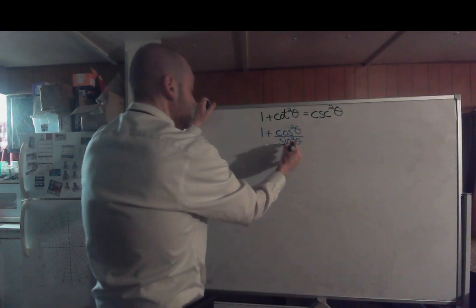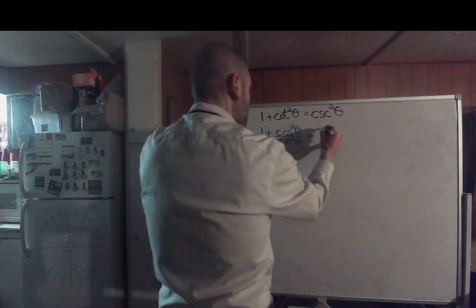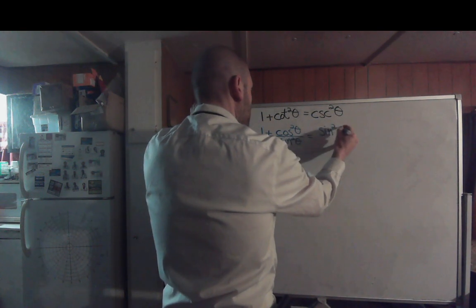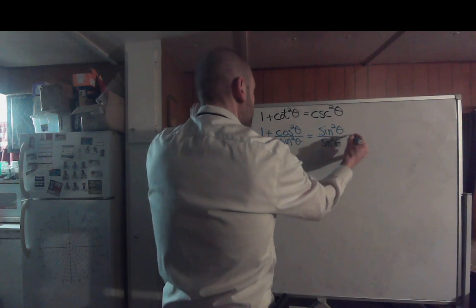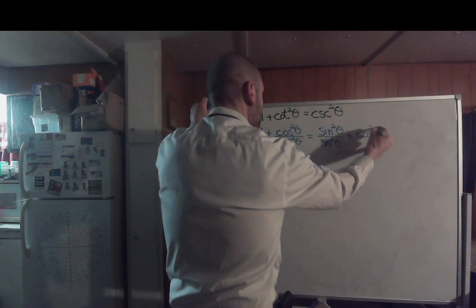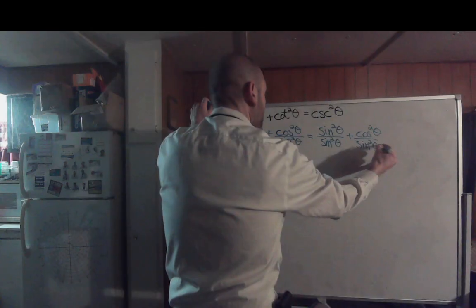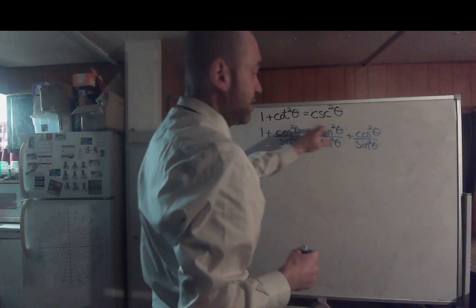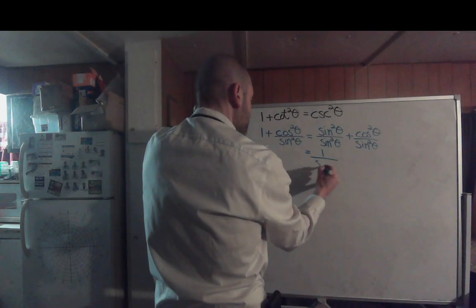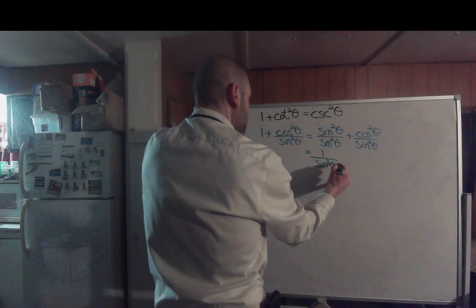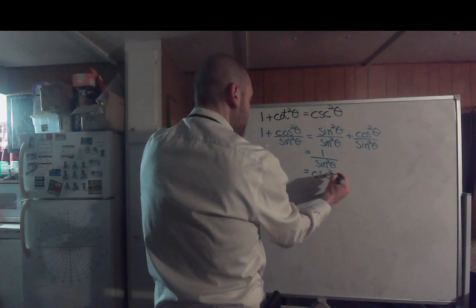Now let's simplify this left-hand side, which means you want to get the same denominator. So this would turn into the sine squared of theta over the sine squared of theta plus the cosine squared of theta all over the sine squared of theta. Well, we have the same denominator, so add your numerator. What's sine squared plus cosine squared? It's 1, so you would just get 1 over the sine squared of theta, which we know 1 over sine is cosecant, so that would be the cosecant squared of theta.